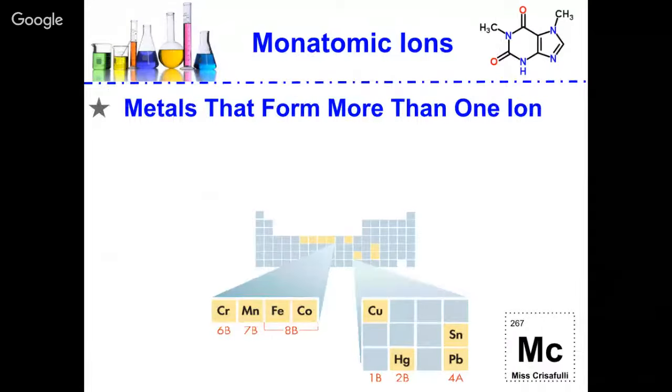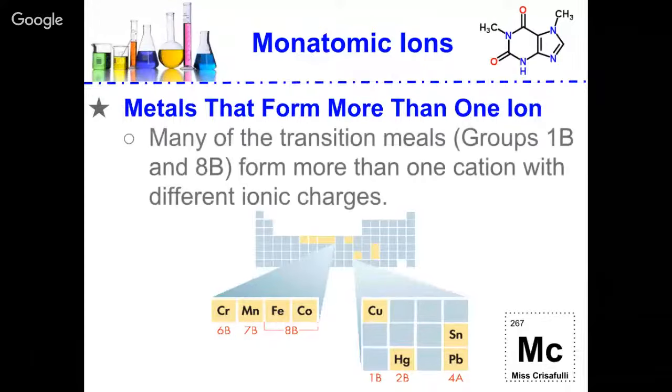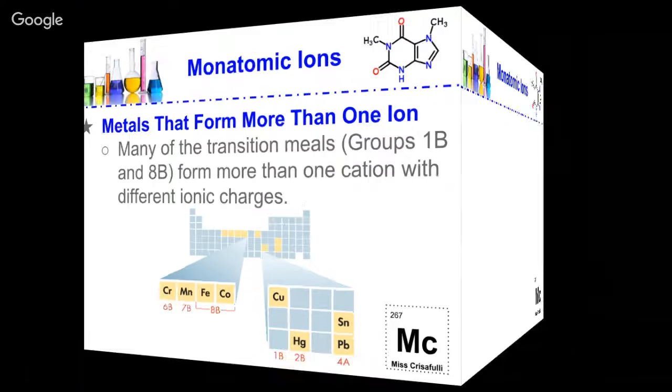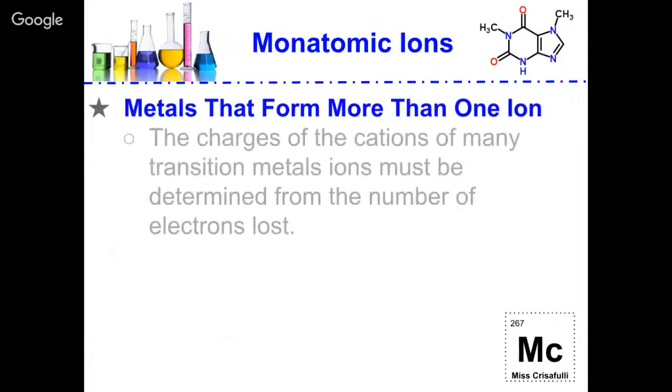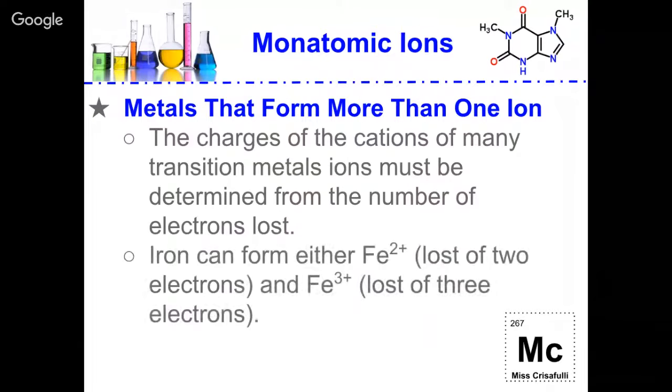Then we have the metals that form more than one ion, and these are going to be in your groups 3 through 12, or what we call groups 1B through 8B, and these are the ones that are going to form different charges. They're the transition metals. So the charges of the cations of many transition metal ions must be determined from the number of electrons lost. So iron can either lose 2 electrons and become Fe2+, or lose 3 electrons and become Fe3+.